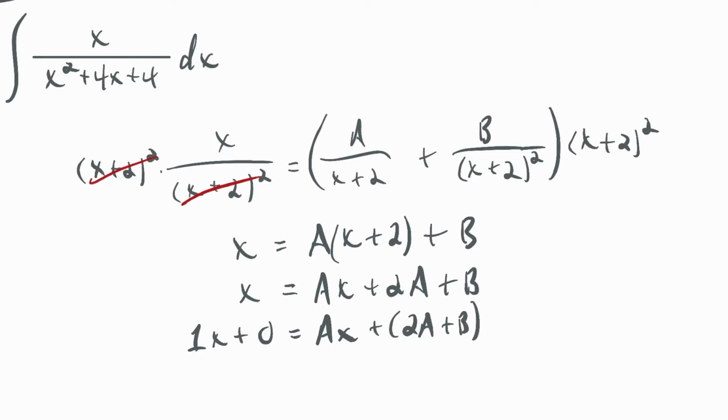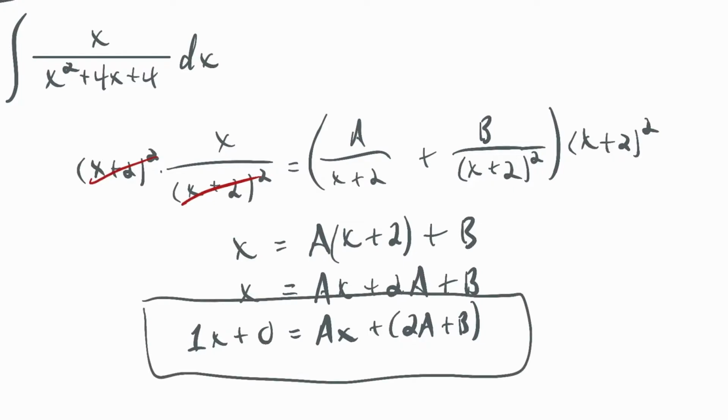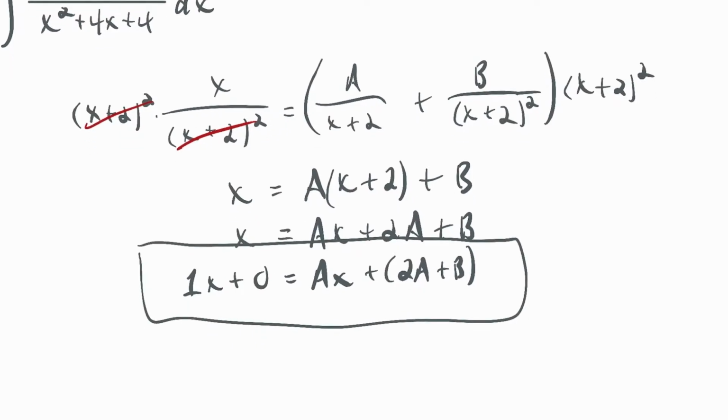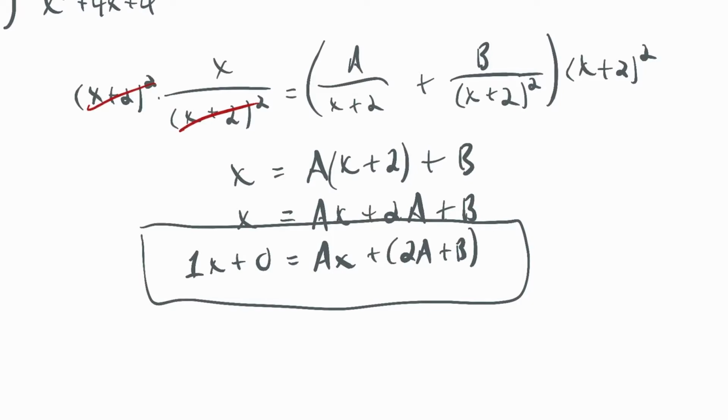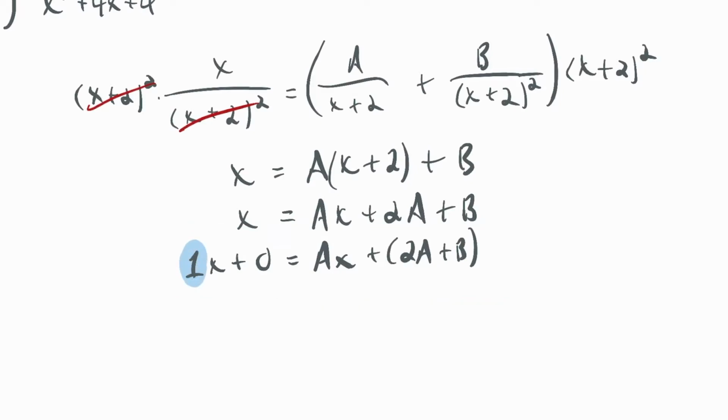Okay. So as before, since this is an equation that's true for any value of x, a and b are numbers we'll find, but this has to be true for any x. That means that this coefficient here would have to be the same as this one. So a is 1, and this coefficient here would have to be the same as this one. So 2a plus b is 0.